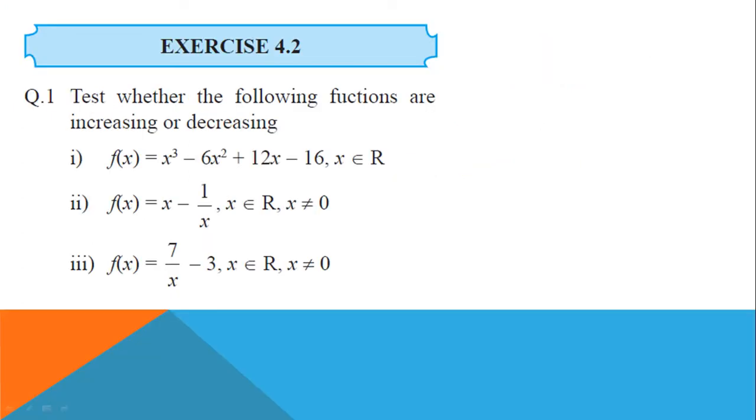Now let us solve exercise number 4.2. The concept is very simple. See, question number 1 says: test whether the following functions are increasing or decreasing. Three functions are given to you, defined on R, the real numbers, and we have to decide whether the functions are increasing or decreasing. So try to solve these three questions. Very simple. So let us see.